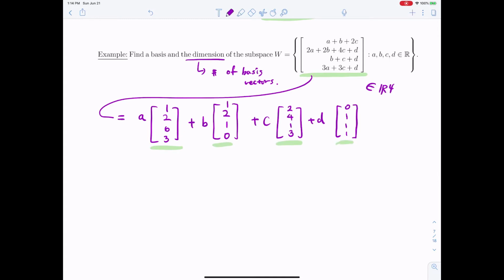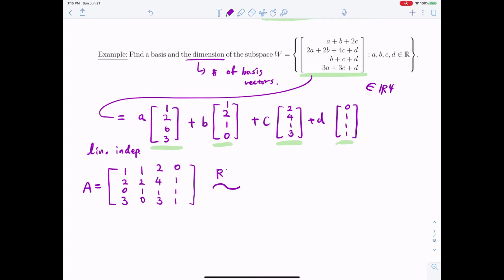So we have to see whether these four vectors are linearly independent. To see the linear independence, let's build a matrix A with these four vectors. So A is defined by 1, 2, 0, 3, 1, 2, 1, 0, 2, 4, 1, 3, and 0, 1, 1, 1. So how do we find the linear independence for the column vectors of A? Well, we have to take the RREF of this matrix.